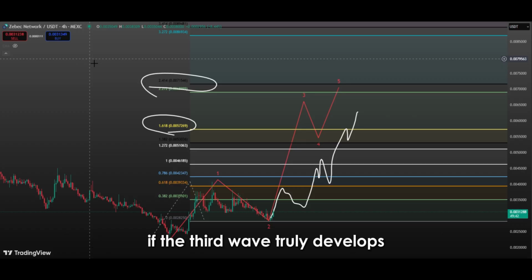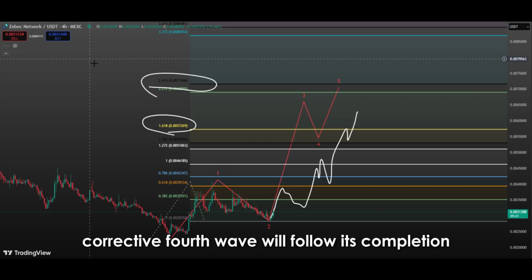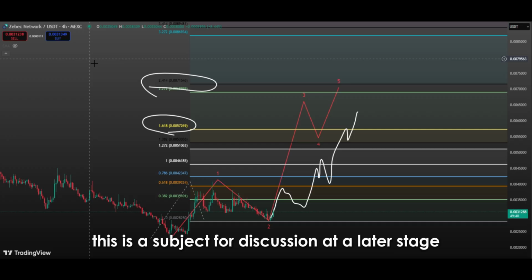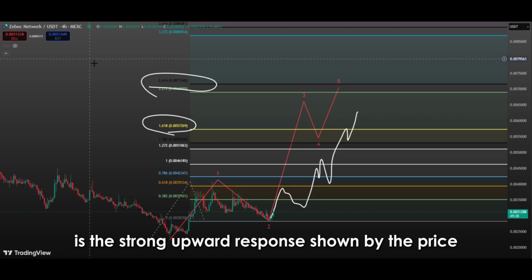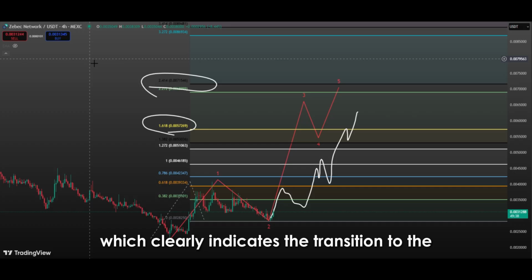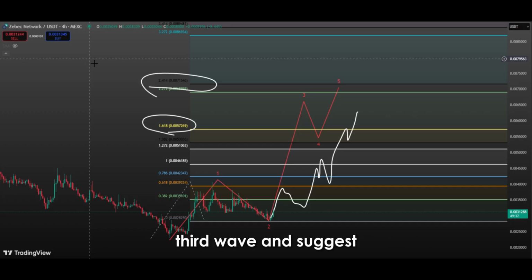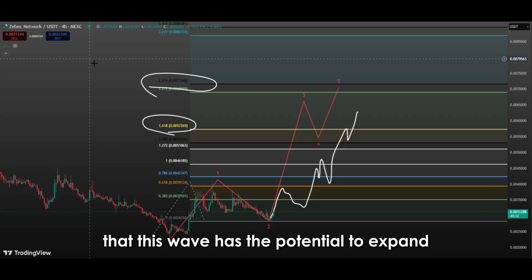If the 3rd wave truly develops in line with theoretical expectations, a short corrective 4th wave will follow its completion. However, this is a subject for discussion at a later stage. What should be focused on right now is the strong upward response shown by the price after the 2nd wave, which clearly indicates the transition to the 3rd wave and suggests that this wave has the potential to expand to significantly higher levels.